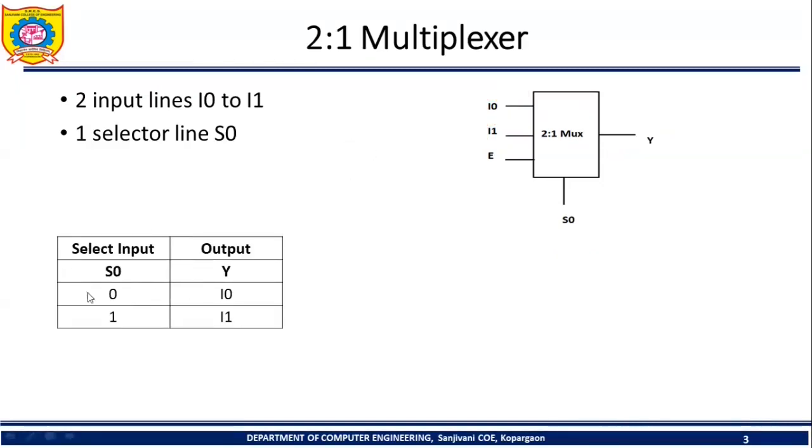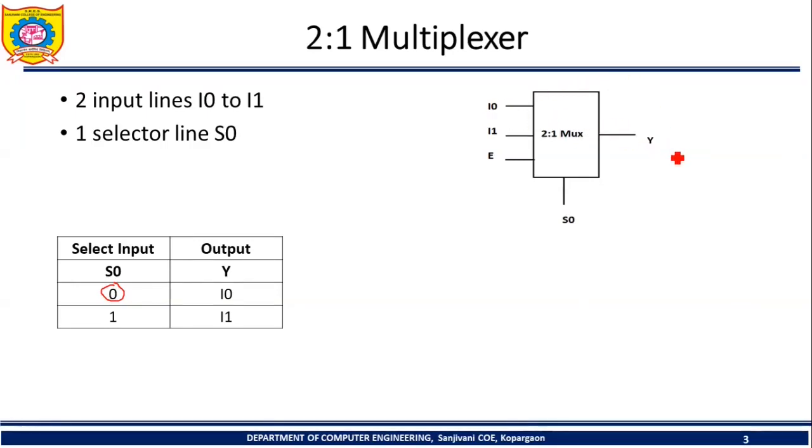Now let's try to understand this table. The working of the 2:1 multiplexer has been explained in this particular table. In this table you can see one select input, that is S0, and there is one output. We have seen that in a 2:1 multiplexer, when S0 is 0, which input line will be selected? The I0 line will be selected. Data present on I0 will be directed to the output line.